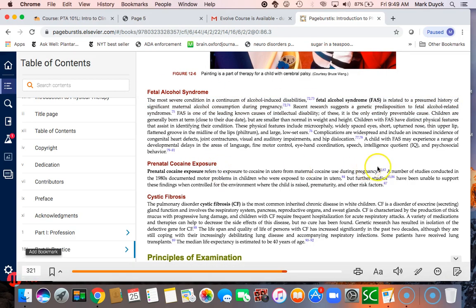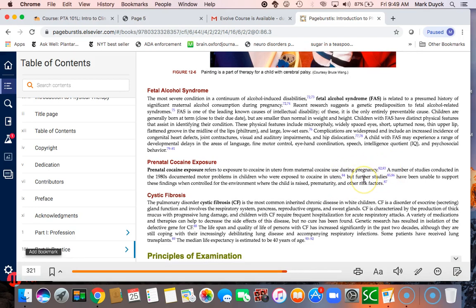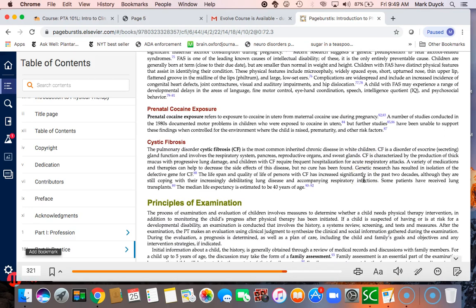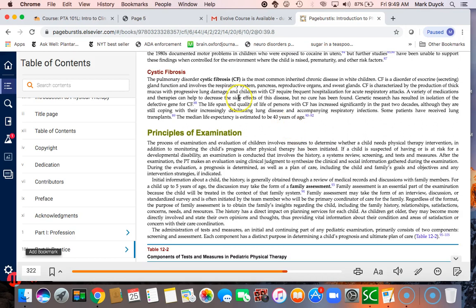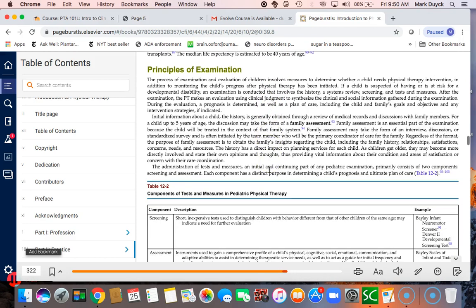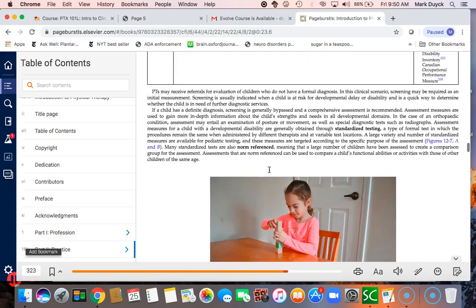And prenatal cocaine exposure. Thankfully we're not seeing as many children born with this, but we want you to know about it because you may be working with adults who may have had cocaine exposure during their embryonic and fetal development. Cystic fibrosis, similarly, a basic good working definition of CF. Pretty rare. Thankfully, there are some better treatments, but there is a much shorter lifespan associated with cystic fibrosis.